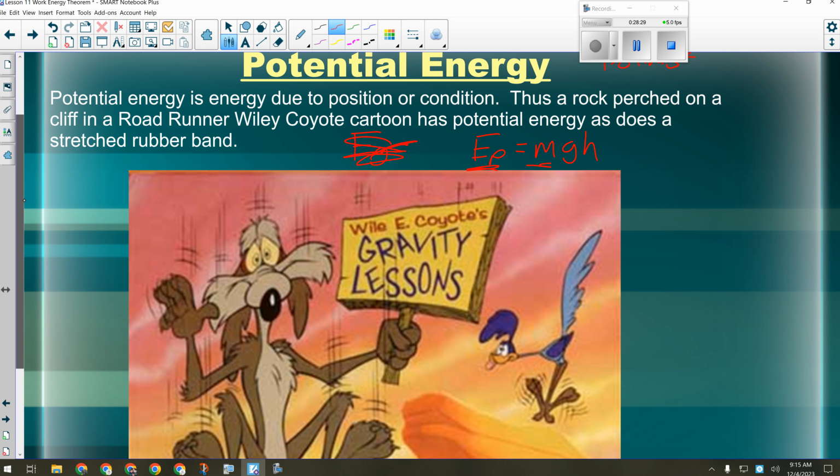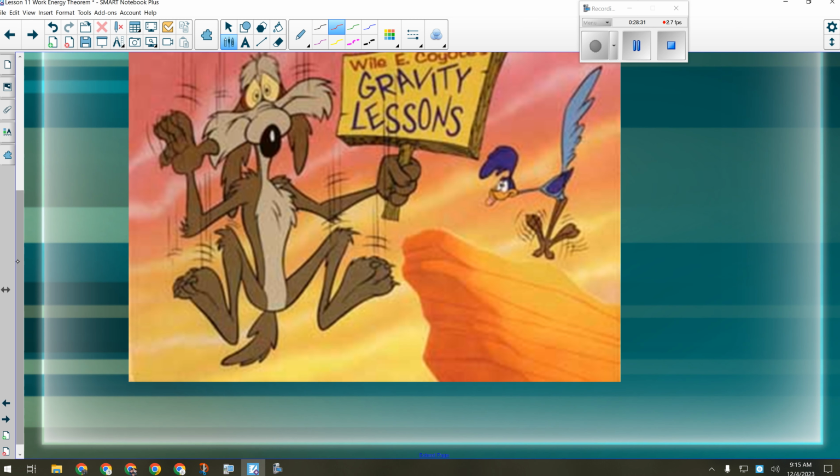All right. So yeah, Wile E. Coyote, the guy that never falls until it's pointed out to him that he's not standing on anything anymore, right? You guys seen Looney Tunes before?